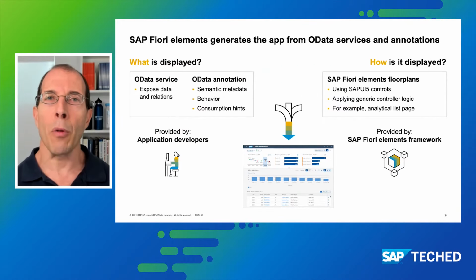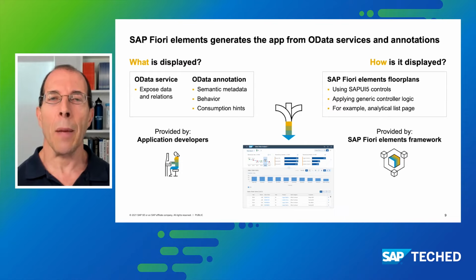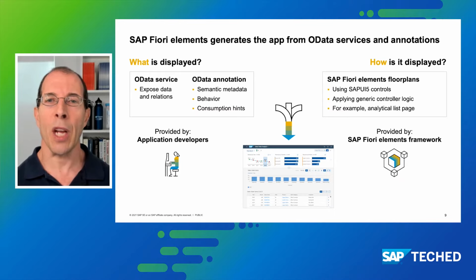Now that you have an overview of what Fiori Elements is, let me explain at a high level how it works. The most important thing to know about Fiori Elements is that it generates the application you see at runtime by combining three fundamental building blocks: OData services, OData annotations, and the Fiori Elements floor plans.